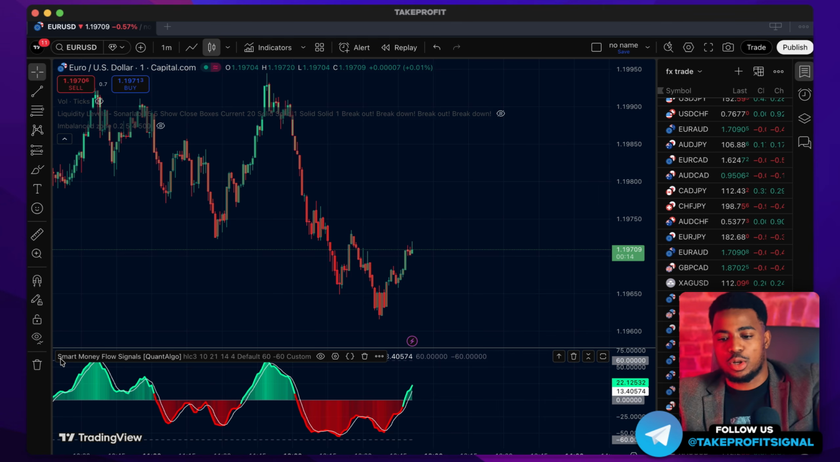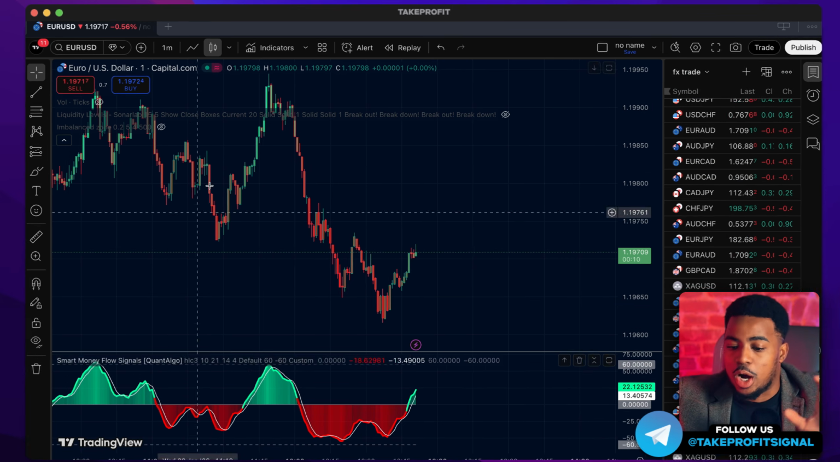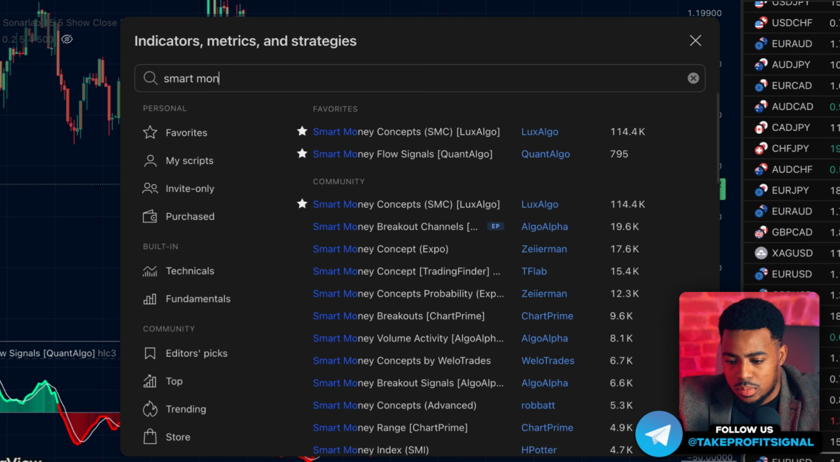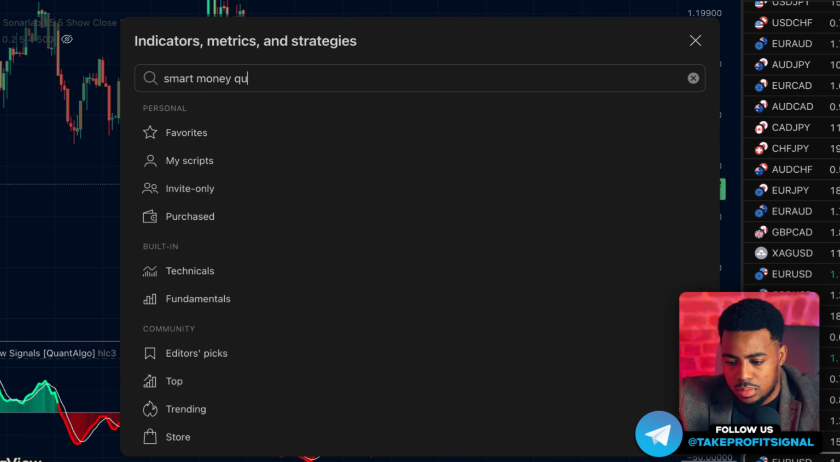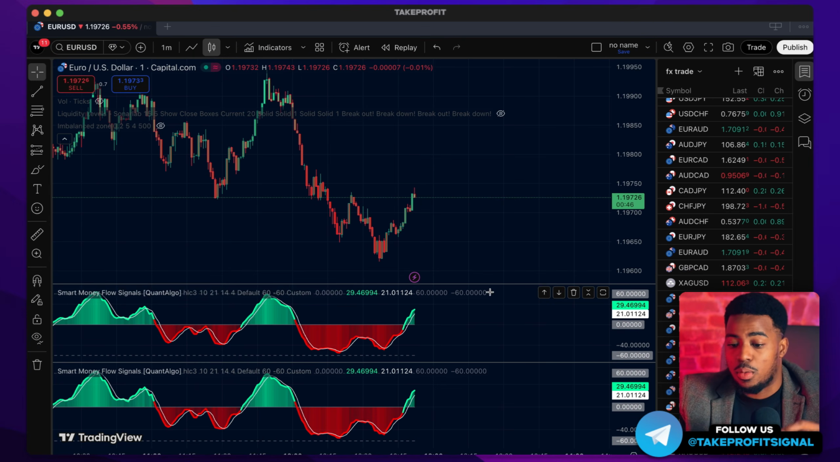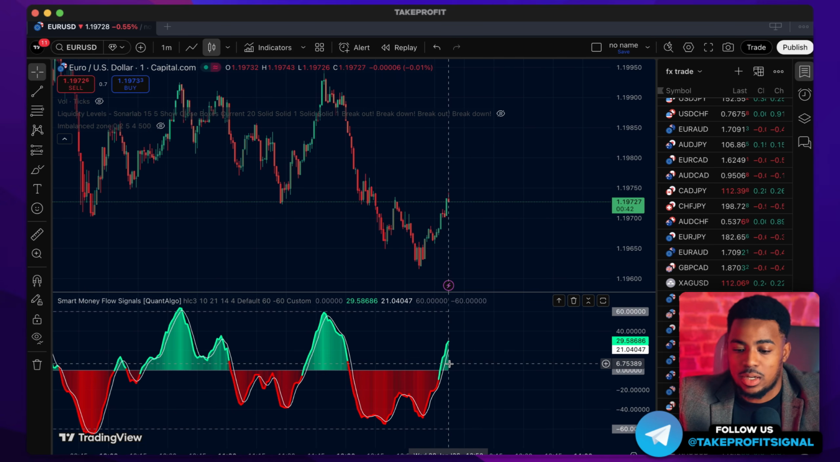Now it's time to add the most important part, our indicator. This indicator is called Smart Money Flow Signals by the author Quinn Argo. You go to the indicator section and type its name. Here it is, first on the list. And with just one click, you can add this indicator and gain access to high quality signals. Let's move on to trading.